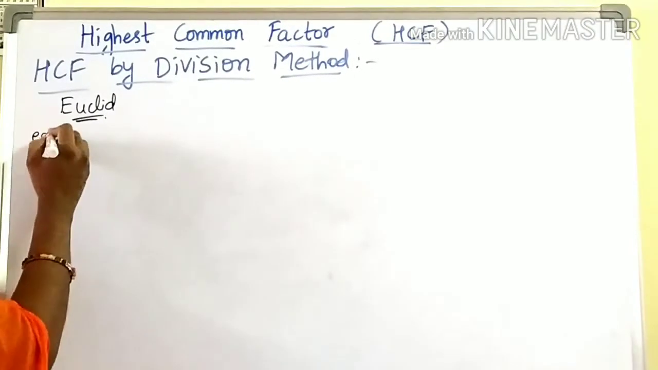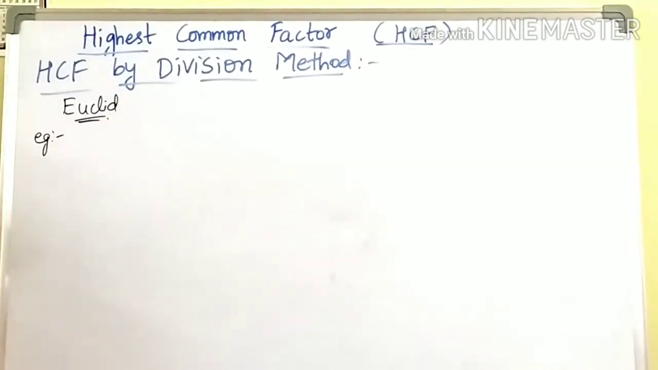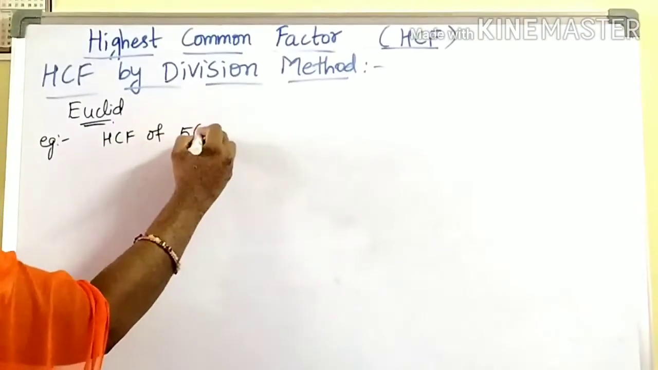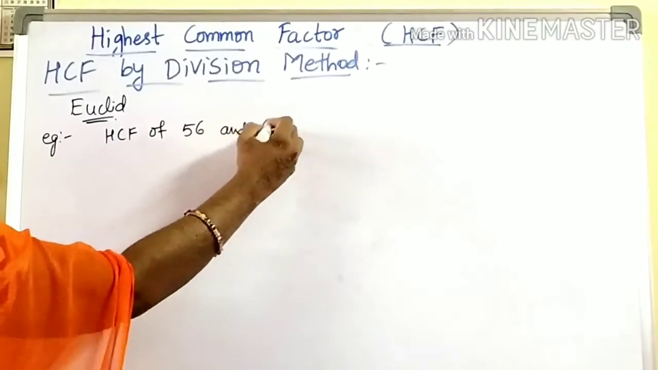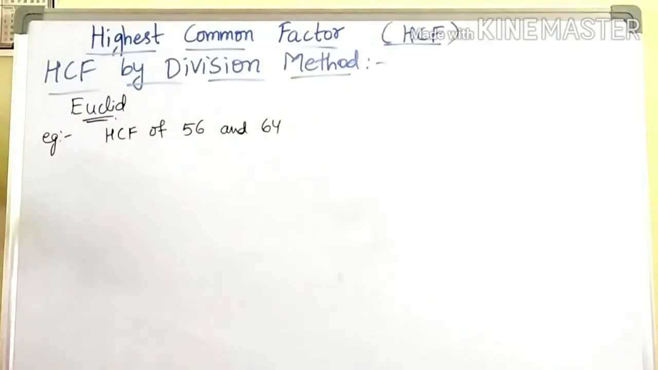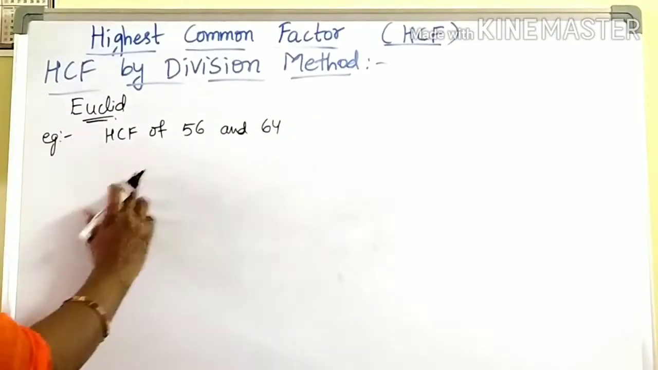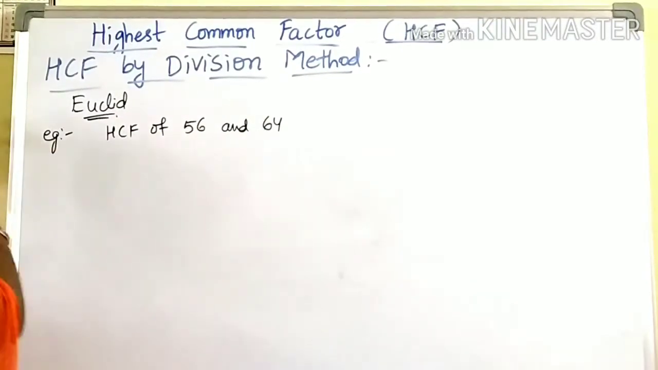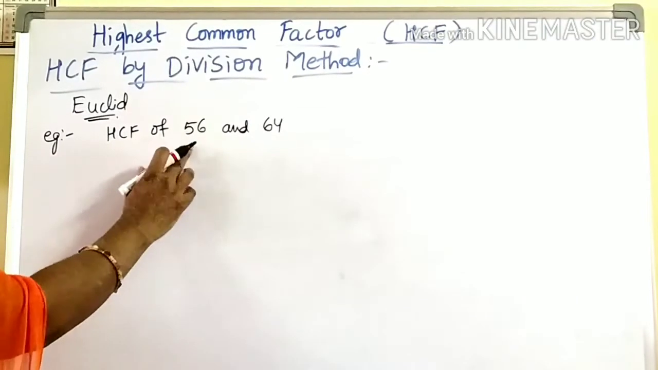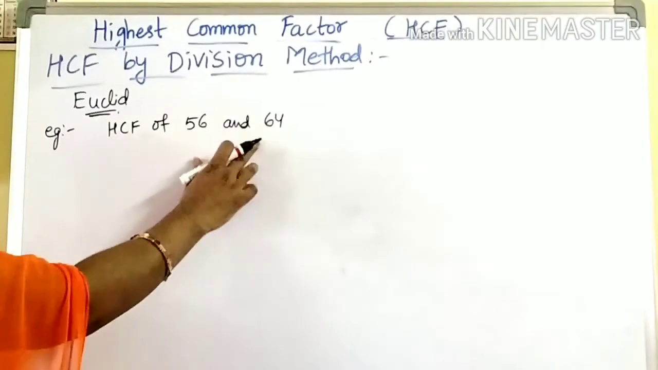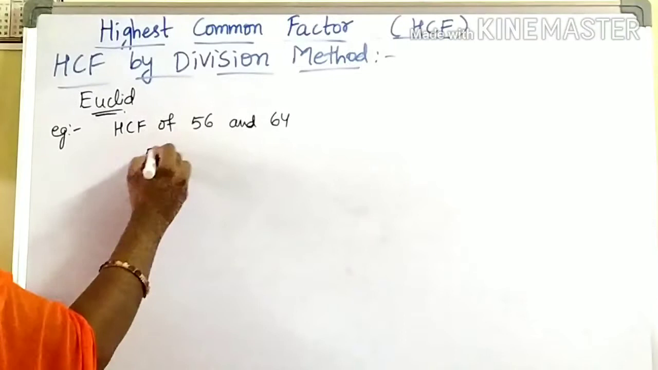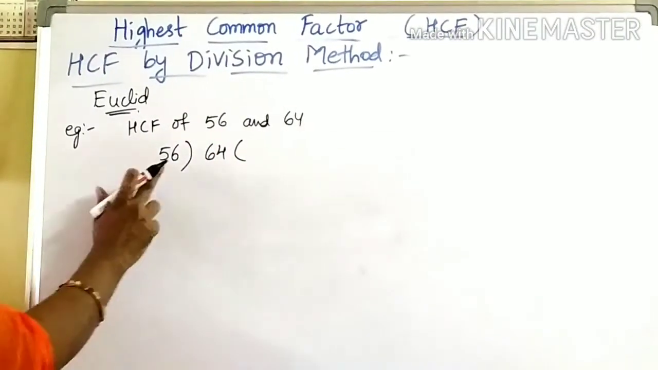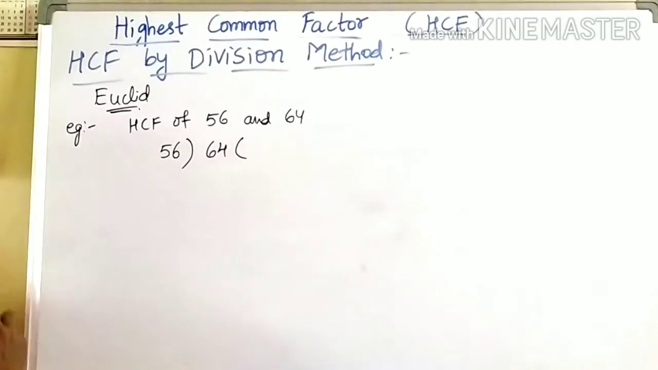So I will explain by taking an example here. HCF of 56 and 64 I am going to take. Now in this, which is the larger number? 64 is the larger number. Which is the smaller number? 56. Here, you divide the larger number with the smaller number. So what is the divisor here? 56 is the divisor and 64 is the dividend.